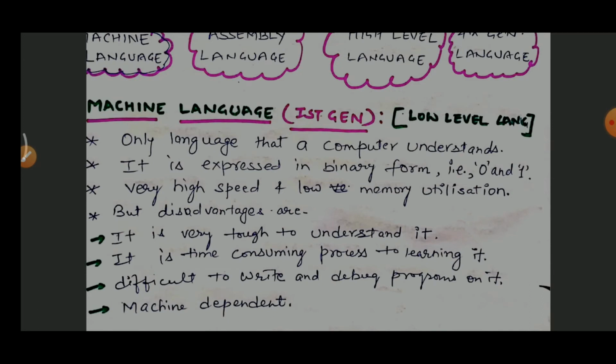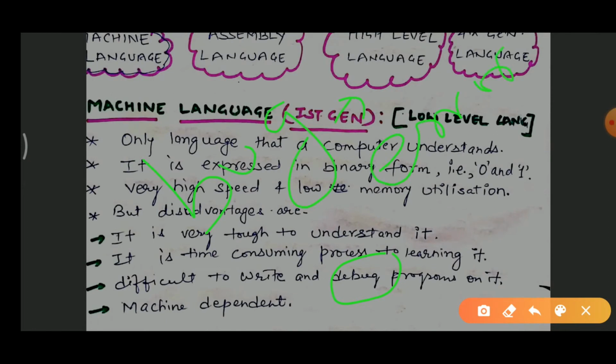But it has some disadvantages also. The first one is that machine language is very tough to understand, because all the coding is performed in the form of 0 and 1. So that's why it is very difficult to understand, and learning it is a time consuming process. One more disadvantage of machine language is that it is difficult to write and debug programs in it. One term is there, that is debug. What is the meaning of debug? Bug means errors.